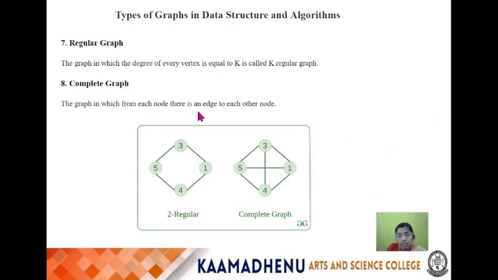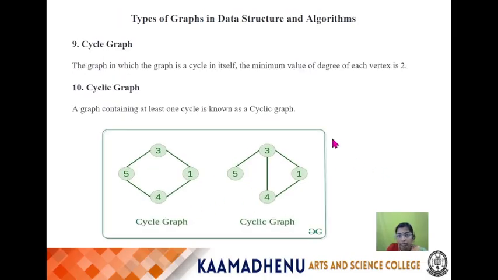So next one is regular graph. The graph in which the degree of every vertex is equal to k is called k regular graph. The next one is complete graph. The graph in which from each node there is an edge to each other node. So this is the representation of complete graph and k regular graph.